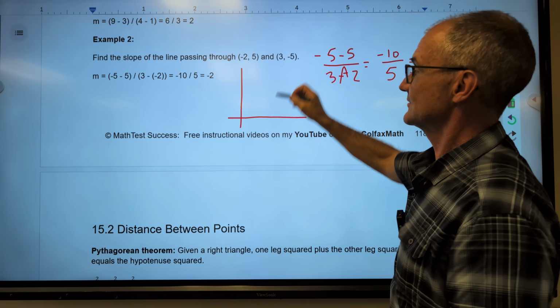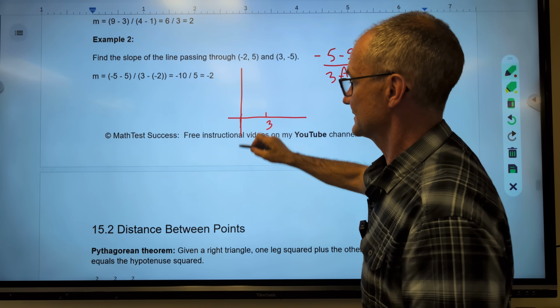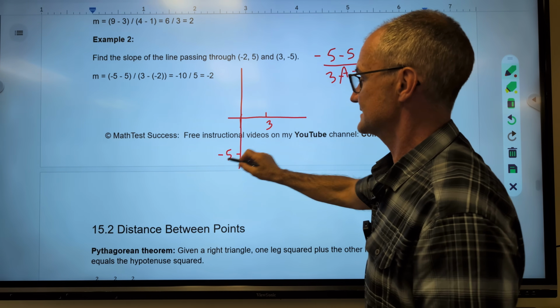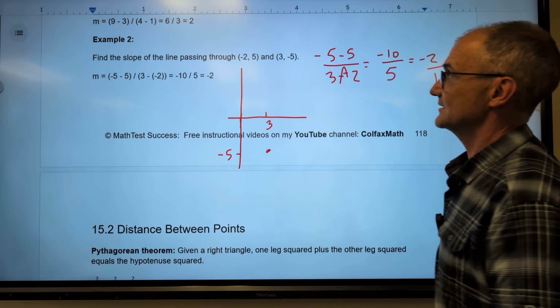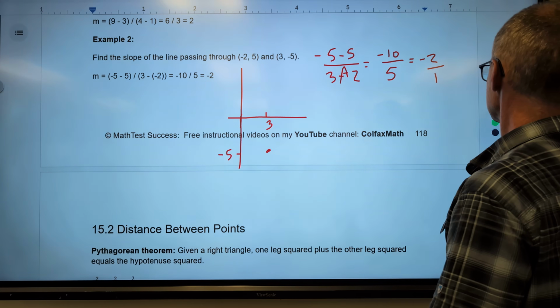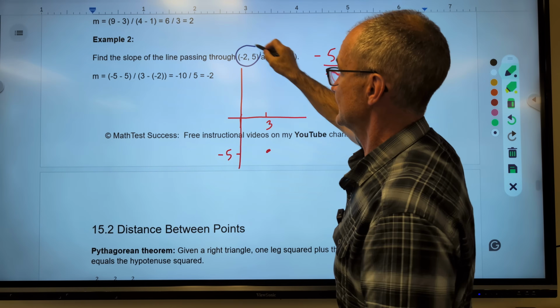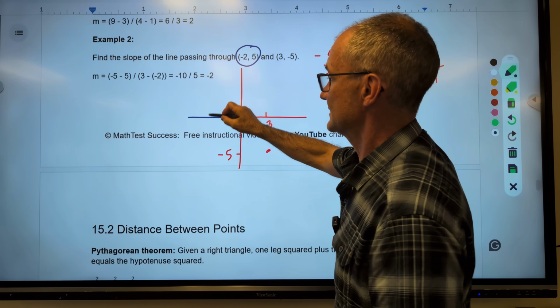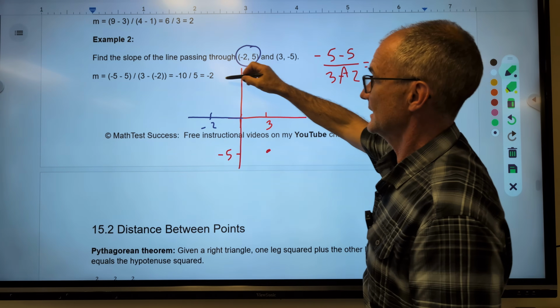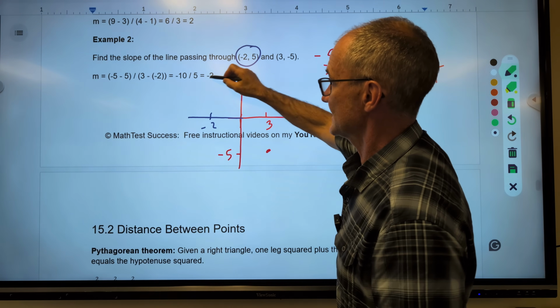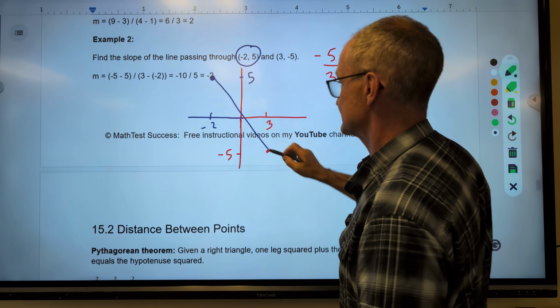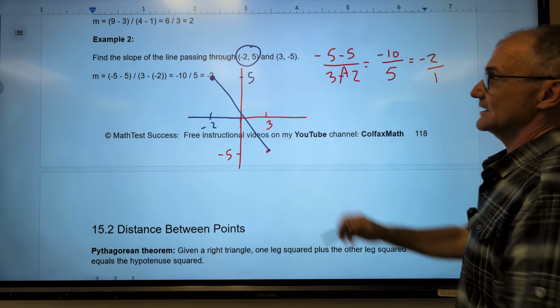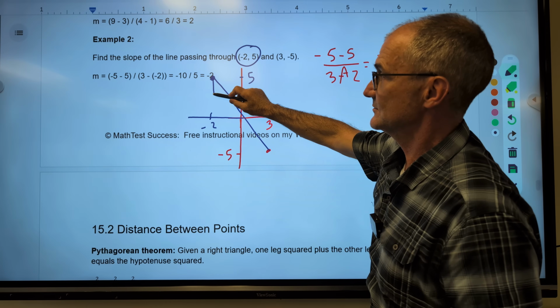I am over 3, up -5, so that's down here in the 4th quadrant. Then my second coordinate, this one right here, is over -2, up 5. So that coordinate's right there. What is the slope of that line? Well, I rise -2, run 1.